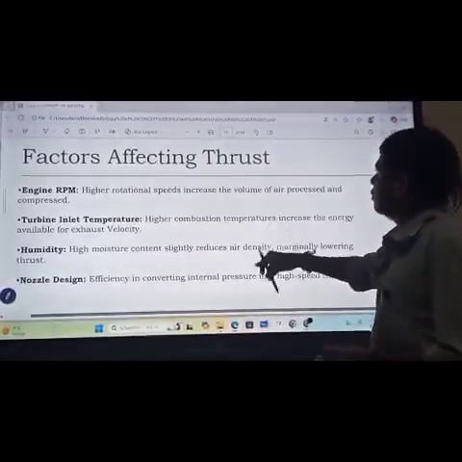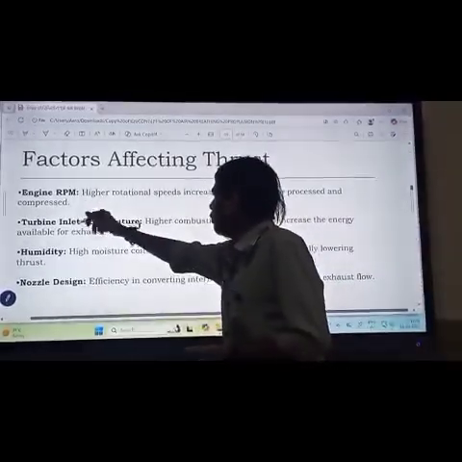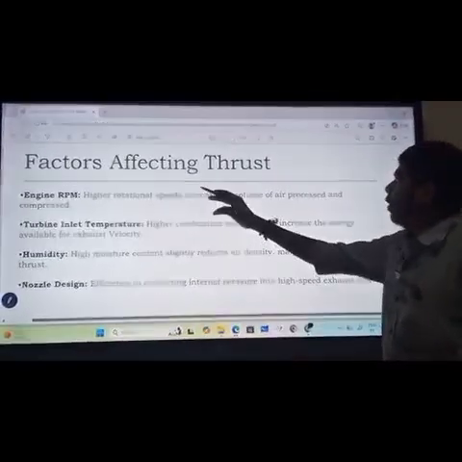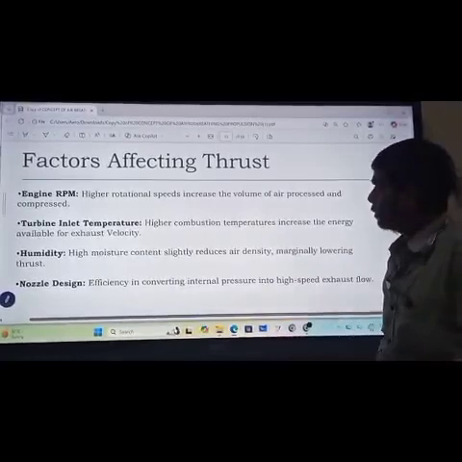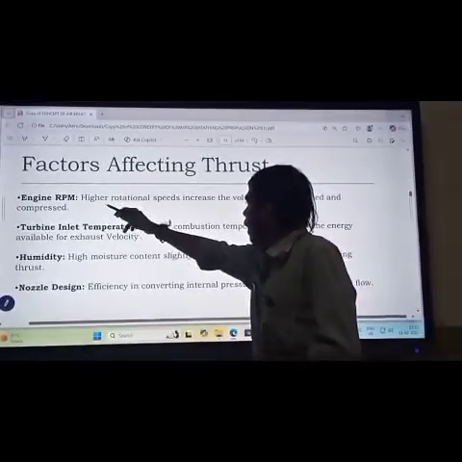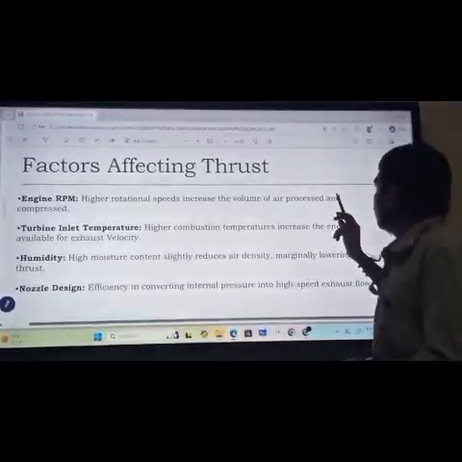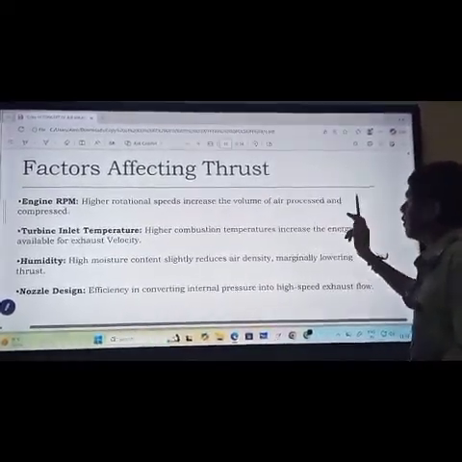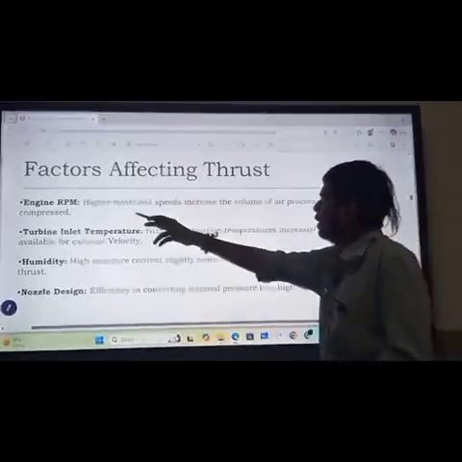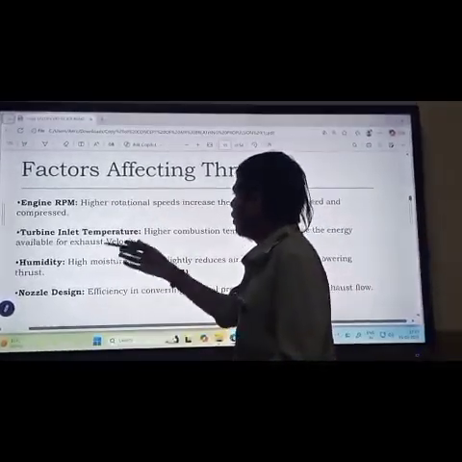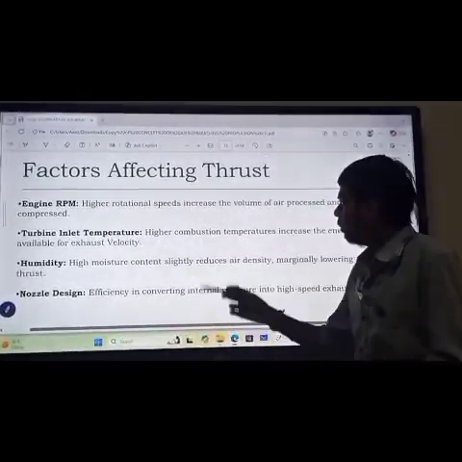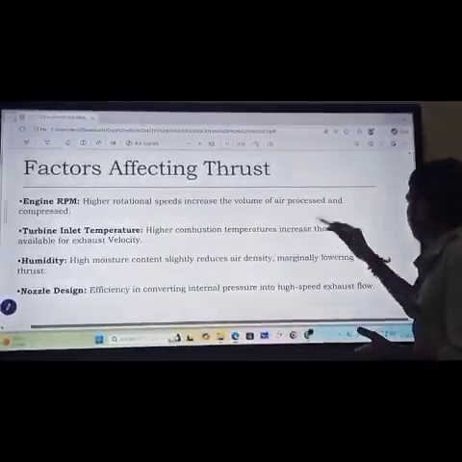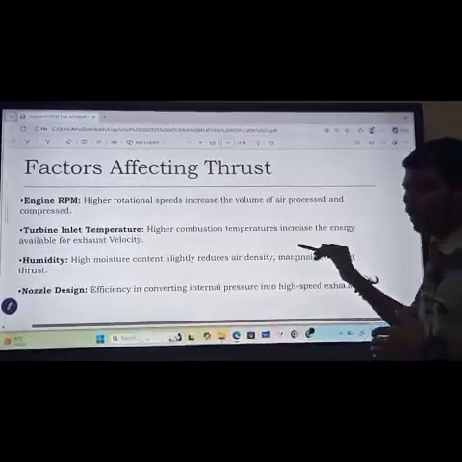Next in factors affecting thrust is engine RPM, revolutions per minute. Higher rotational speed increases the volume of air processed and compressed. The next is turbine inlet temperature: higher combustion temperature increases the energy available for exhaust velocity.